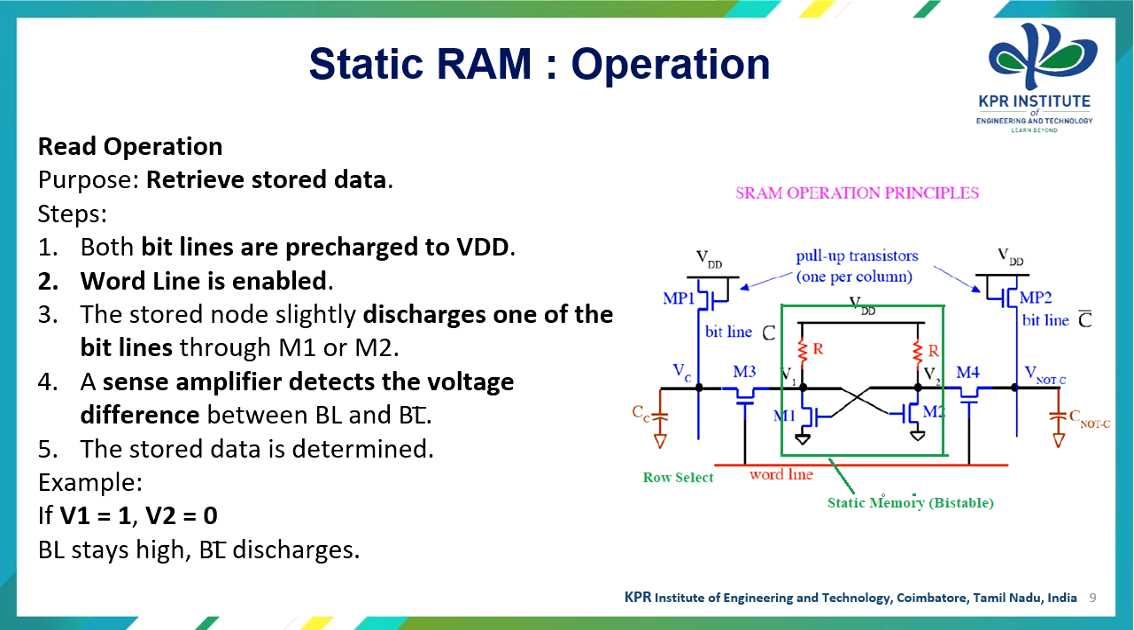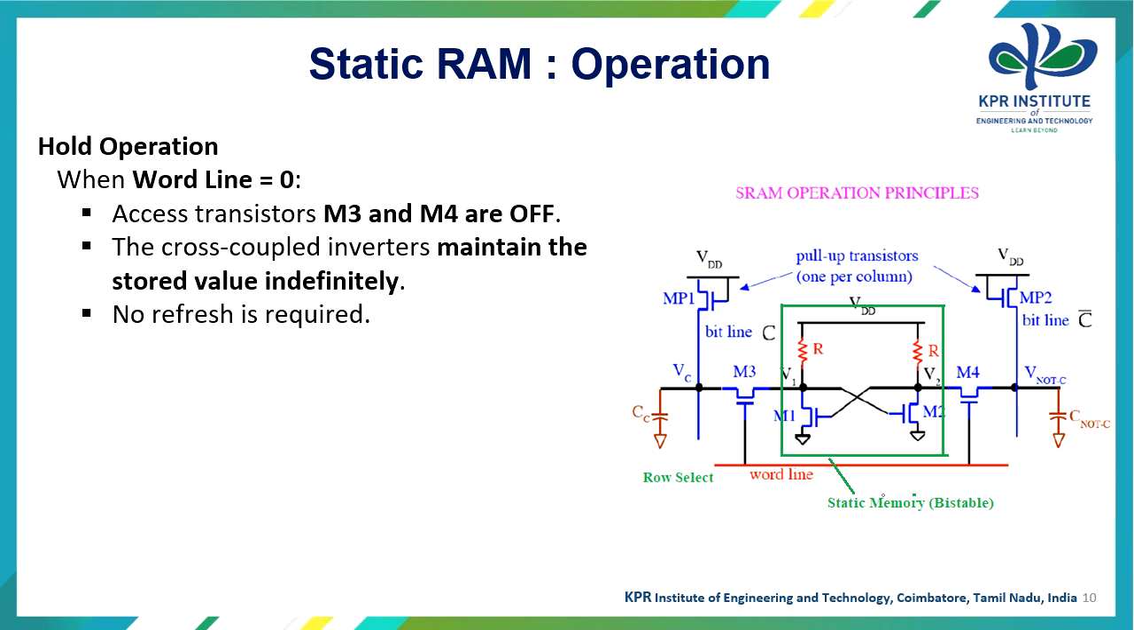The fourth step is that a sense amplifier detects the voltage difference between BL and BL bar, and the stored data is determined. For example, if V1 is equal to 1, V2 should be equal to 0. So BL stays high and BL bar discharges. We have seen the read and write operations. Now let us see the hold operation also.